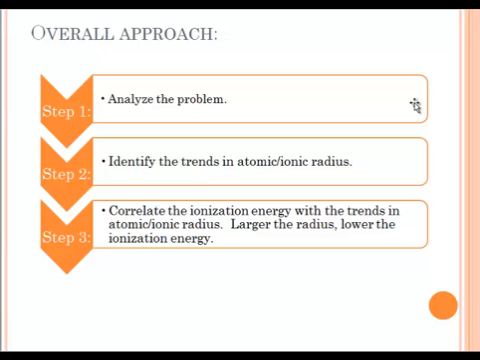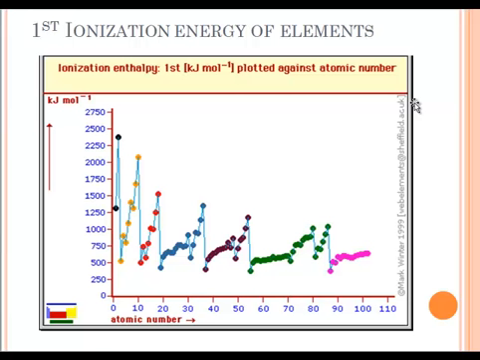What we do is analyze the problem. You can take a look at a problem asking about the trends in ionization energy, especially first ionization energy. Identify the trends in the atomic or ionic radius and correlate the ionization energy with the trends in atomic or ionic radius. The larger the radius, the lower the ionization energy. But the caveat is there are a couple of places you've got to be careful about.